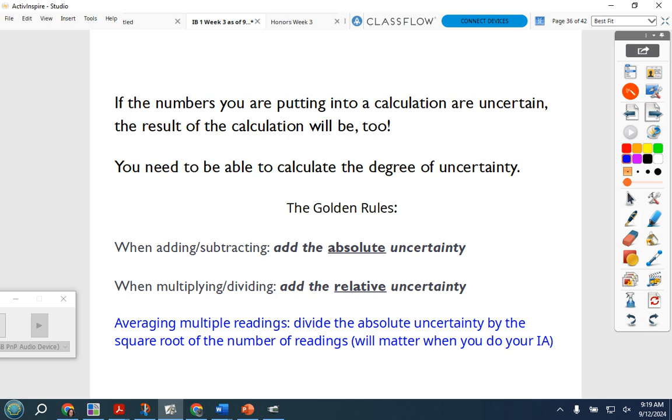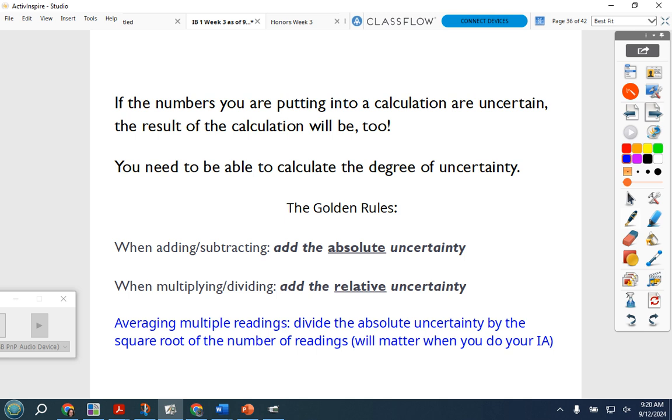There's a whole thing about averaging uncertainties when you're calculating an average. You're not going to have to do that much in this class. You will have to do it in your IA. So when we get closer to that time, I'll go over how to deal with averaging. But I just threw it in the slide here because you basically divide the absolute uncertainty by the square root of how many readings you have. So the sum of all your absolute uncertainties divided by the square root of how many readings you have. But you're not going to have to do that right now. Okay.